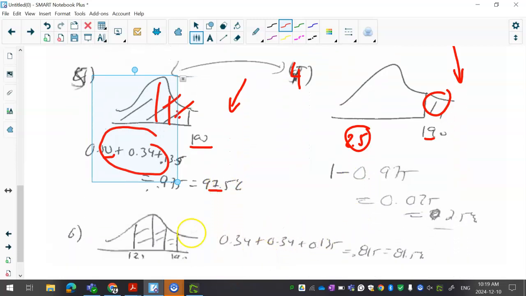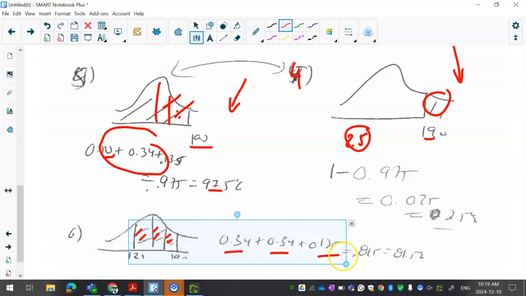The last one, same thing. You're just going to add the strips. Not same thing, but a little different. You're at 1. You're from here to here. So we have the 3 strips. We have 1 strip, 2 strips, and 3 strips. They're 34 and 34 and 13.5. And they add up to 81.5.